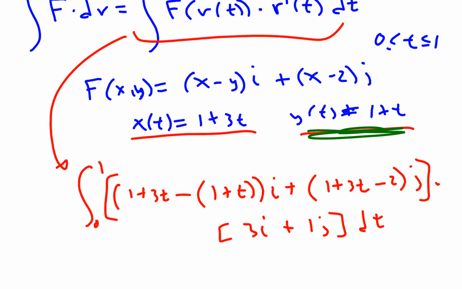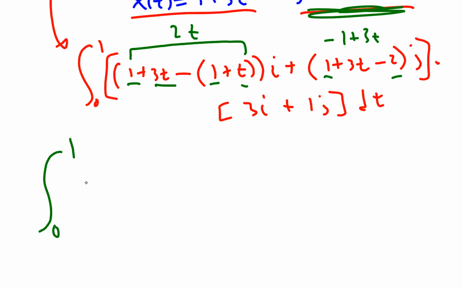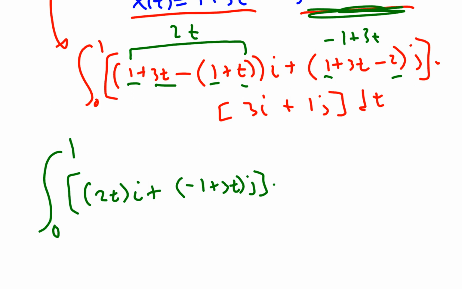Okay, so let's simplify things and start to work on this dot product. If we simplify, you can see that the 1's will cancel. You end up with 3t minus t, so that's just 2t. Over here, you've got 1 and negative 2, that's negative 1, so you get negative 1 plus 3t. So this integral becomes the integral from 0 to 1 of (2t i plus (negative 1 plus 3t) j) dot this expression.